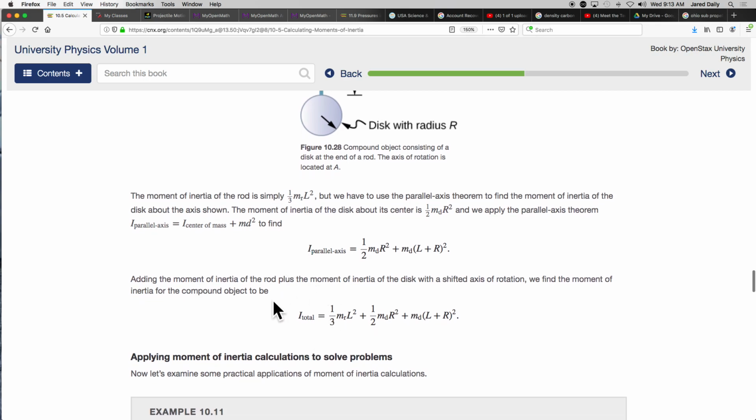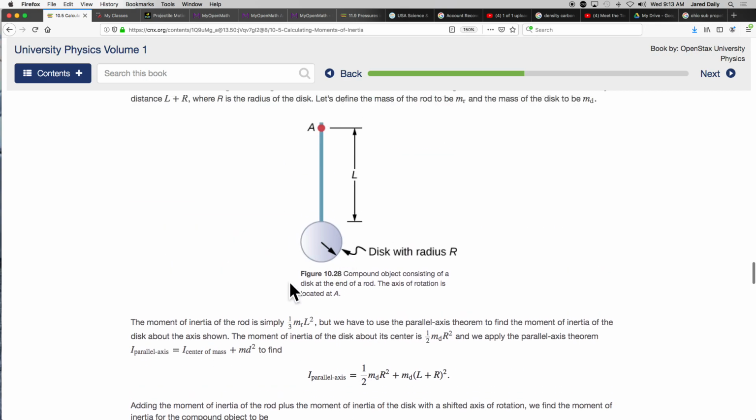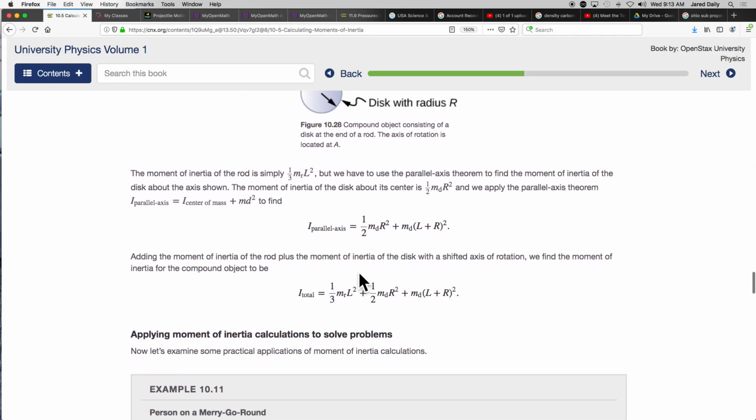So to get the total moment of inertia of that whole system, we have to take the parallel axis moment of inertia that we just calculated for the disk and add on the moment of inertia of the rod. The moment of inertia of a rod rotating around its endpoint is 1/3 times the mass of the rod times the length of the rod squared. So we put that in there, and then we add all those together to get the moment of inertia with the parallel axis theorem for the disk. So this is the moment of inertia for the disk orbiting around that point, and this is the moment of inertia of the rod rotating around its end, added together.